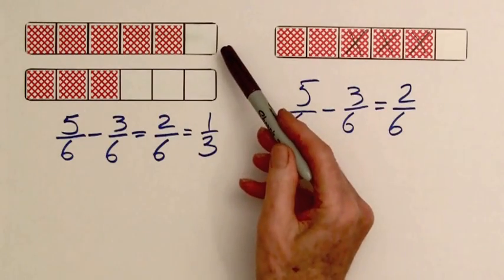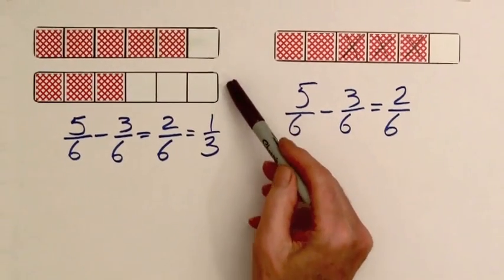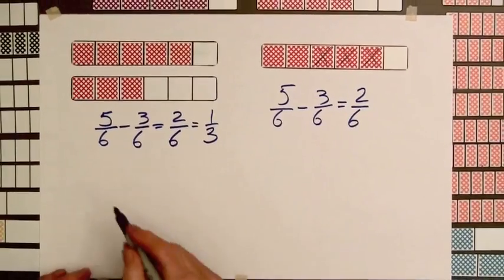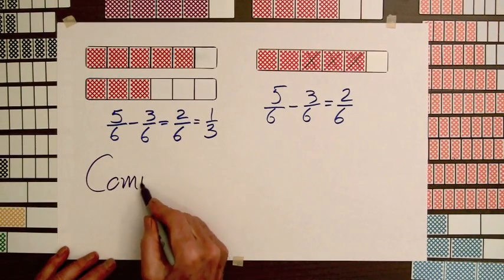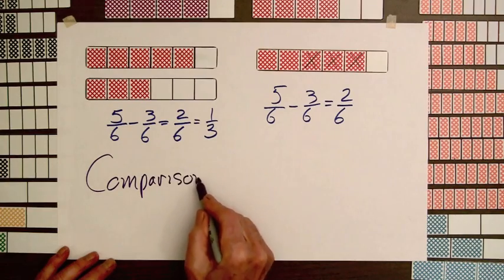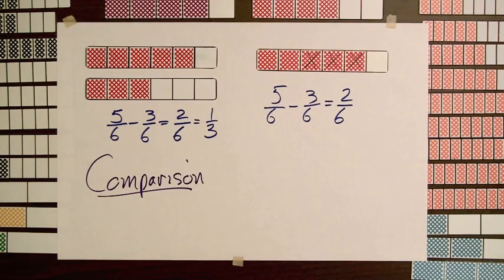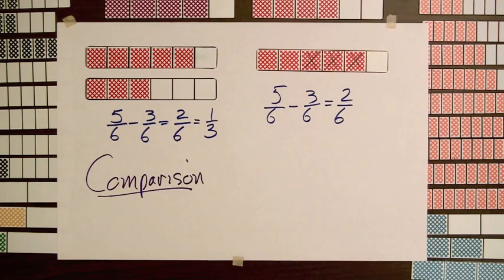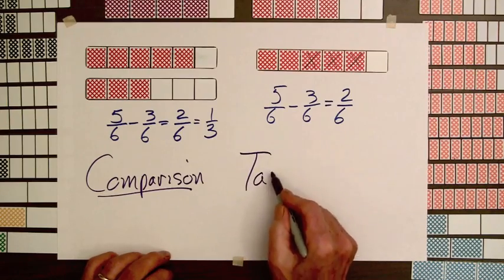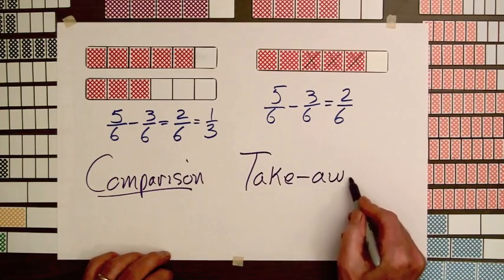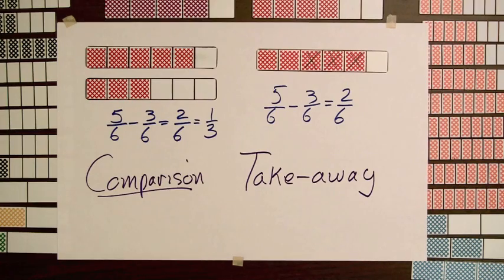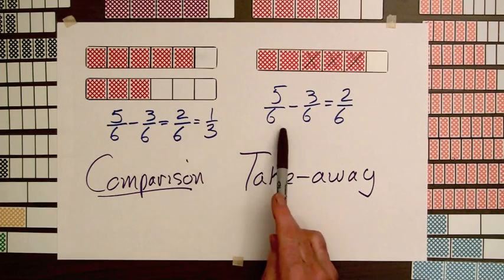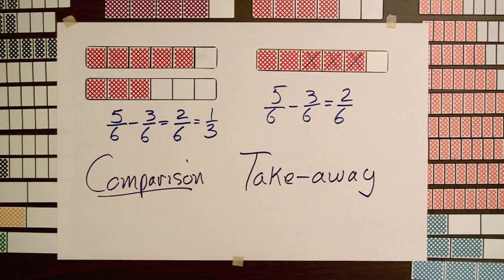These examples show two different uses of subtraction. In the first example, we compared two amounts, so we needed two different bars, one for each amount. This is called the comparison concept. In the second example, we only needed one bar, we only had one amount, and we took part of that away, and this is the takeaway concept of subtraction. These two examples also show that when subtracting two fractions with the same denominator, we only need to subtract their numerators and keep the denominator.